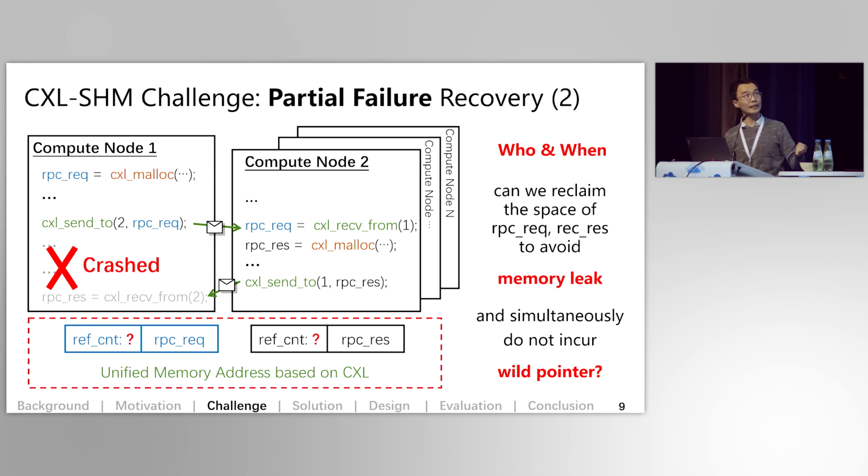From the perspective of a memory management system, the most important challenge that we want to solve is memory reclamation. Since some of the nodes may crash unexpectedly, they may not be able to correctly release their memory references. So it is left to our system to correctly and automatically identify who and when we can reclaim these memory spaces to avoid a memory leak. Simultaneously, we also do not want to incur other problems, such as a wild pointer.